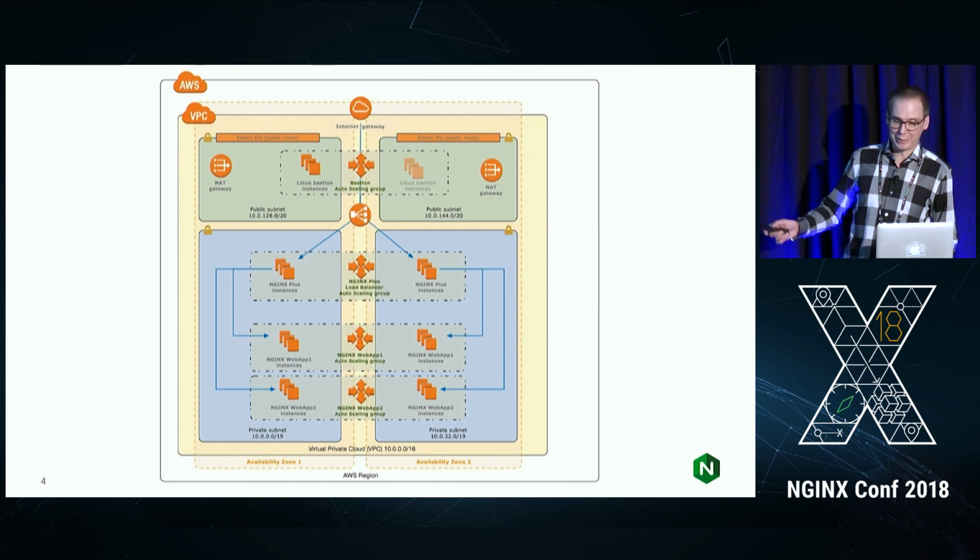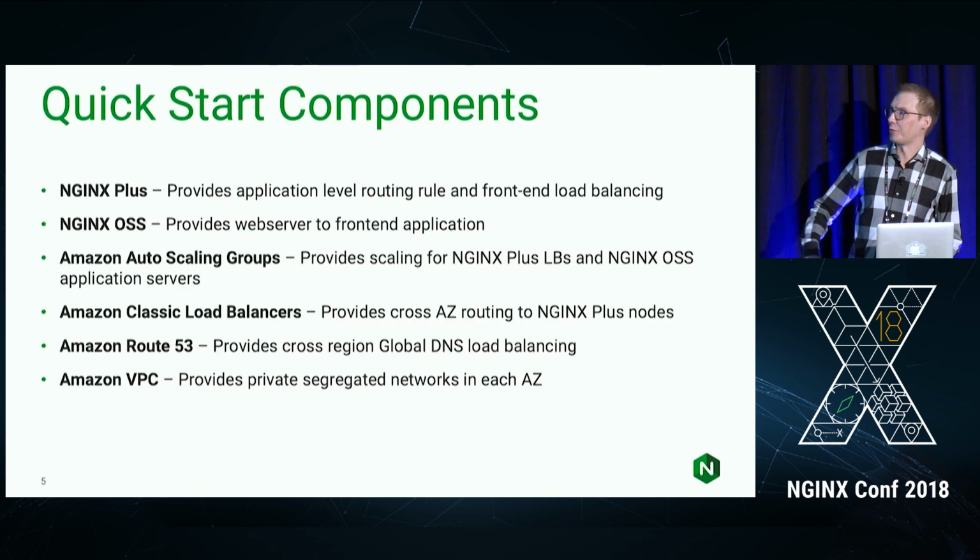So as you can see, there's a lot going on, but we're going to go through each different process. So this is a quick overview. There's a few different components here. We have NGINX Plus that's handling the application level intelligent routing and load balancing. There's NGINX open source application web servers on the back end.